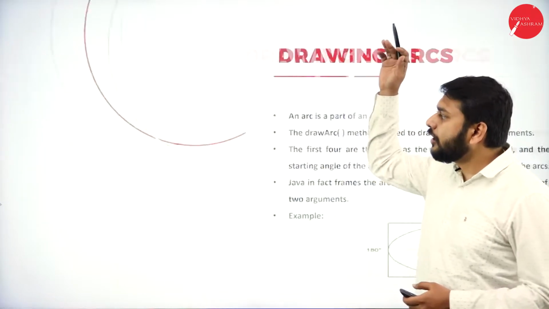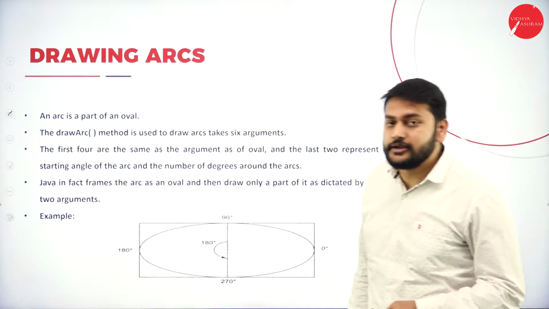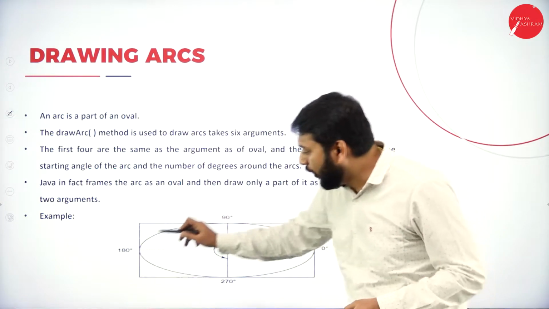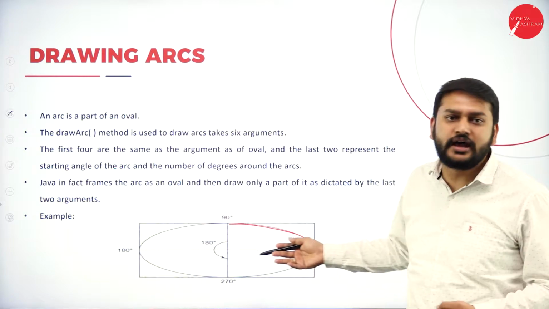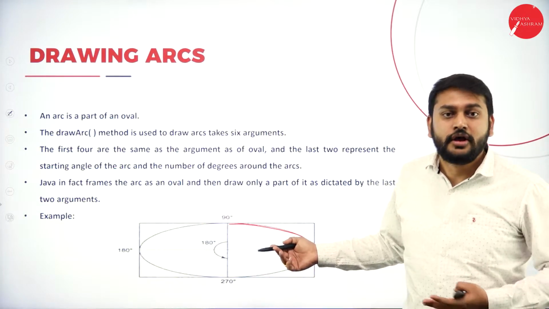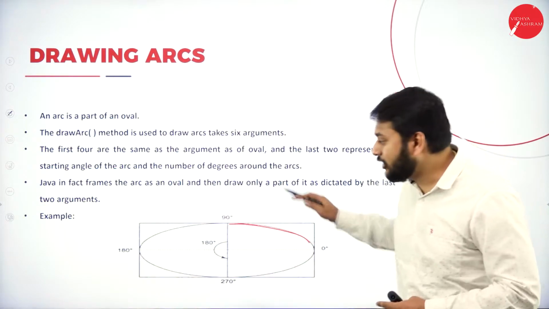Guys, let me start with drawing an arc. So you all know that this is an oval. So an arc is a part of the oval. Can I say this is an arc? Yes, I can say this is an arc, right? An arc is a part of an oval.